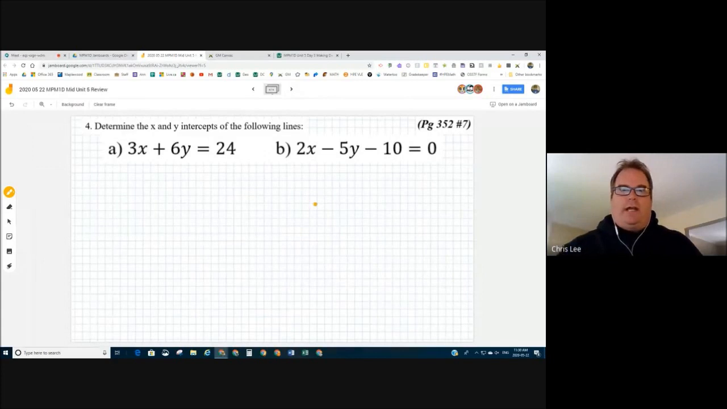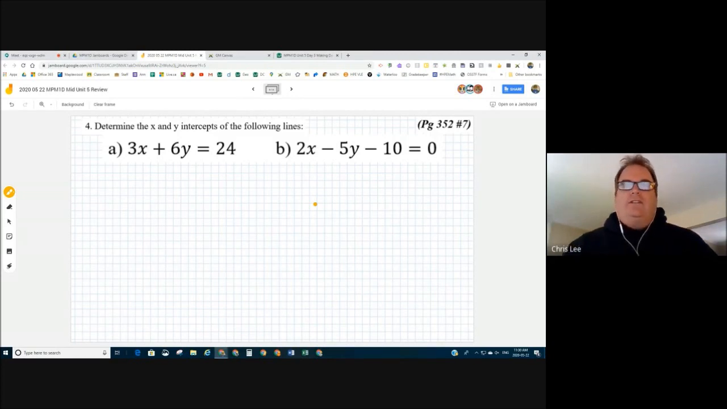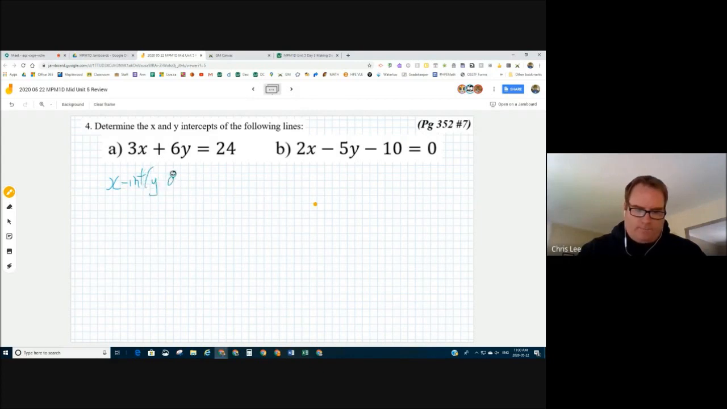All right, last question of the day, x and y intercepts. So I know you did this on the Jamboard too, on Graspable Math, but I'm going to do it right here. So the x and y intercepts, we discovered from the Desmos activity that the x-intercept is when y equals 0. So I'm going to write that heading down: x-intercept, y equals 0.